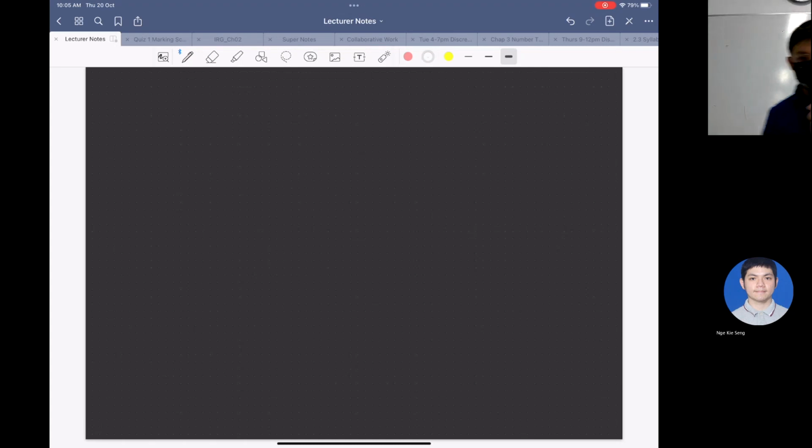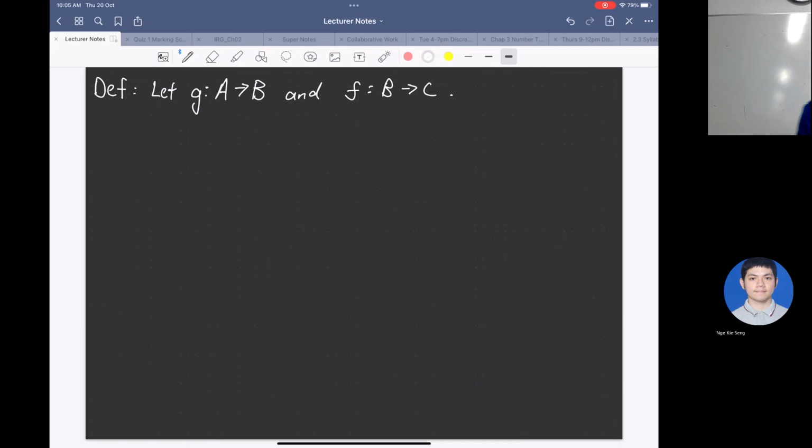Okay, so next, there's another way to combine two functions together. Suppose we have g from A to B and f from B to C. Then we can consider the composition.